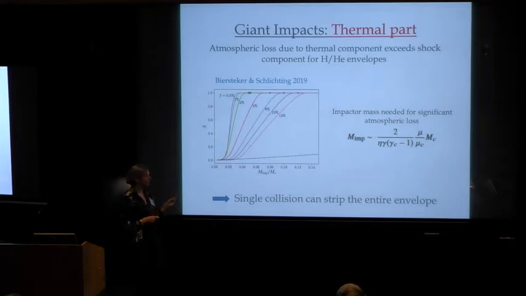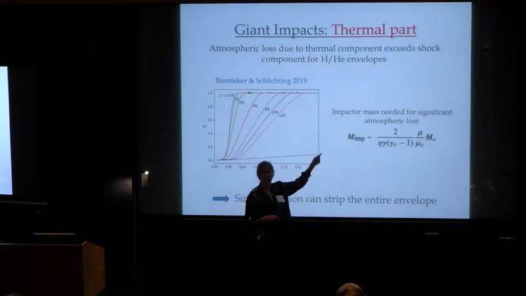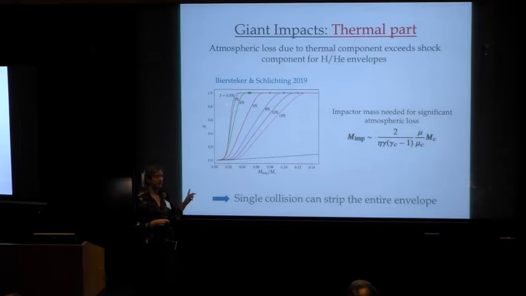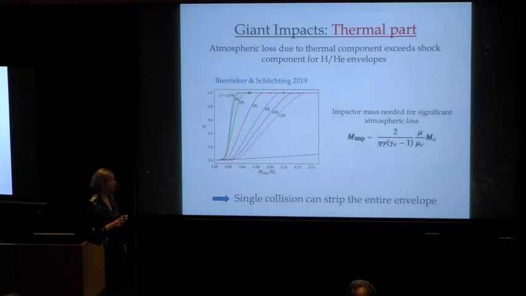So the upshot is, and this is the shock component, which is all the way down here for those, that for hydrogen-helium envelopes, the thermal heating part can be significantly more important than the shock component when you worry about atmospheric loss in giant impacts. And a single collision, therefore, should easily be able to strip your entire envelope if you have hydrogen-helium in it.